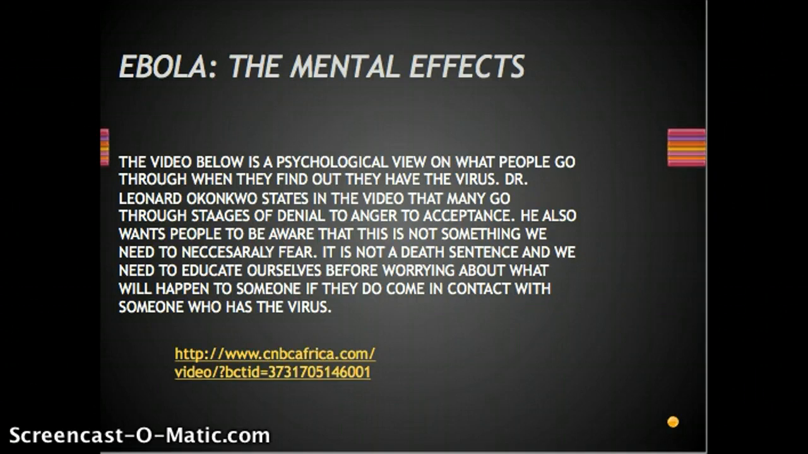First, they're in denial, meaning they don't really think that it's happening to them. They don't think that they have the virus. There's no way that they can have it. Then when they find out they do have it, they get angry, they're upset, they want to know how they got the virus, who gave it to them, they're mad that they have it. And then finally they go into the acceptance stage where, okay, I have the virus, what's going to happen to me?